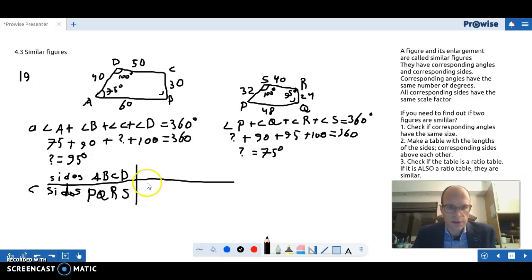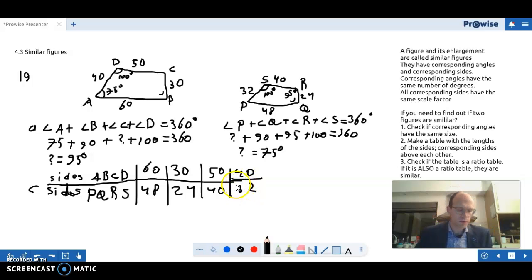Okay, and then AB. AB was 60. Then we have PQ is a corresponding one, it's 48. And then we have BC is 30. Next one is DC is 50. And then we have DA is 40. And we need to do the corresponding sides. We have 24. We have 40. And we have 32. And we need to figure out if this is a ratio table.